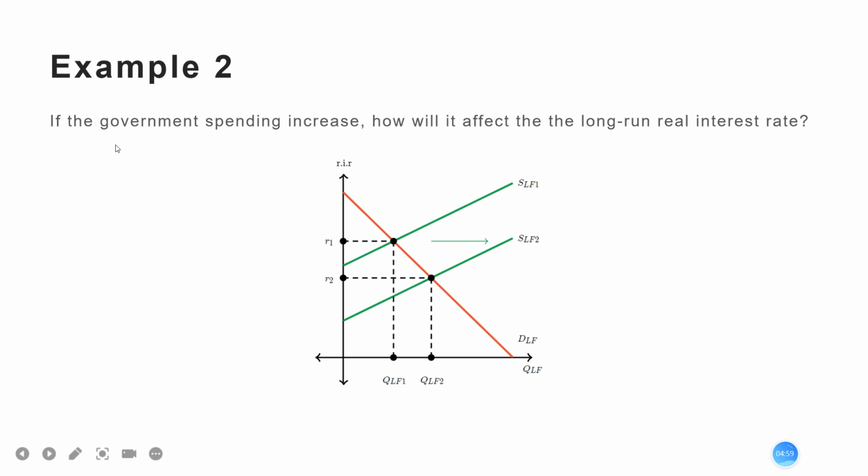So here is example 2. If government spending increases, how will it affect the long-run real interest rate? If government spending increases, the supply curve shifts to the right, so the long-run interest rate decreases, but the quantity of loanable funds increases.